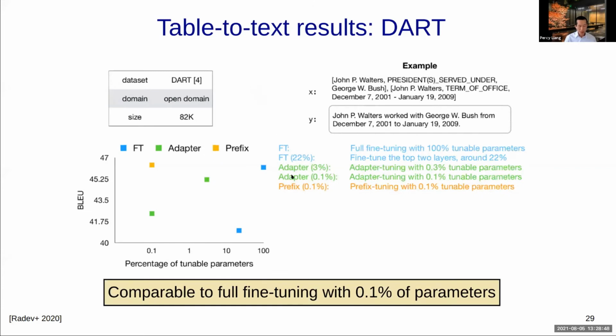So Dart is a similar story. Fine-tuning does pretty badly if you drop everything but the first layers. If you don't fine-tune anything besides the top 2 layers, adapter tuning isn't able to keep up, whereas prefix tuning does pretty well.